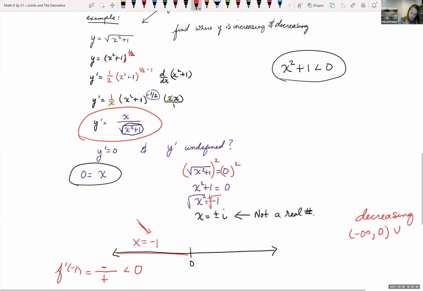Now trying on the right, anything positive. How about 1? At x equals 1, we get 1 over the square root, so that's a positive over a positive, and that's greater than 0. So it's increasing here.